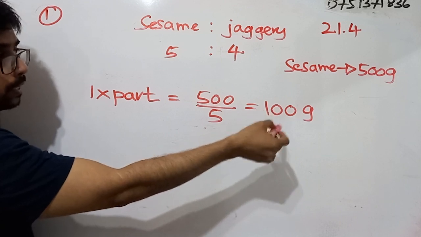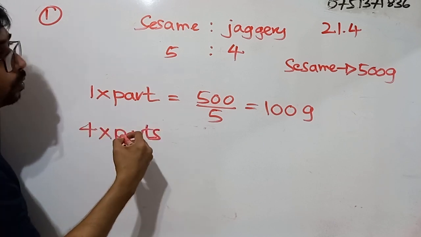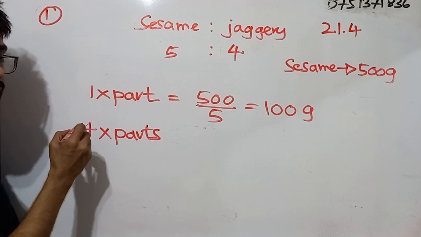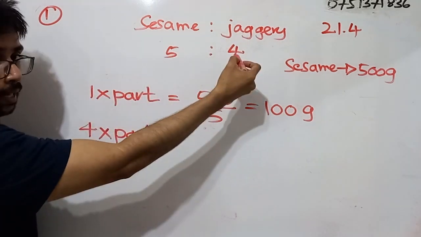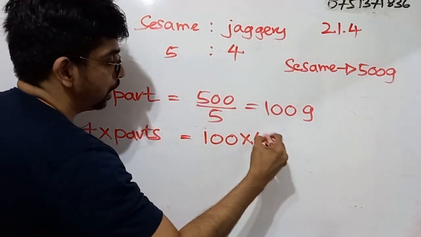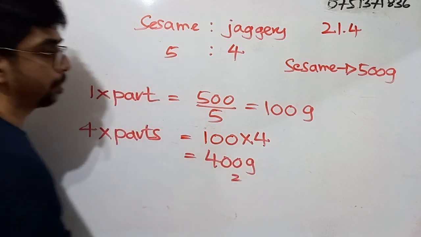So we need to multiply that by 4, the value of 4 parts. This 4 means the number of equal parts, so that is equal to the term we are referring to here. So this is equal to 100 into 4, which is 400 grams.